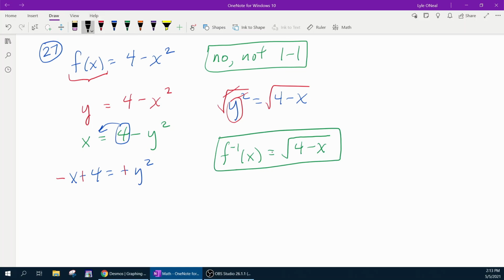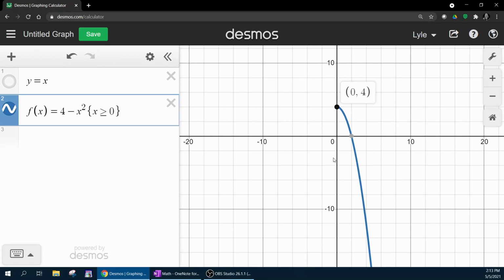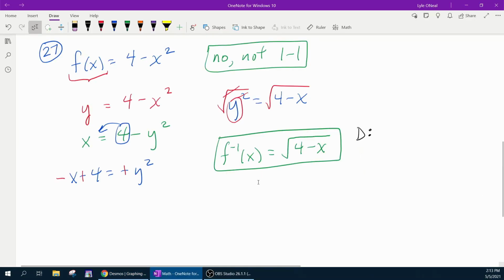Now, I'm going to throw in a couple more details that I've mentioned before that I need to re-emphasize, and that is that the domain of the inverse is the same as the range of the original. So if we go back to Desmos, remember I said that the range of this function was minus infinity up to 4. So the domain of the inverse should be the same. It should be minus infinity up to 4 with a bracket because the 4 is included. And the range of the inverse should be the domain of the original.